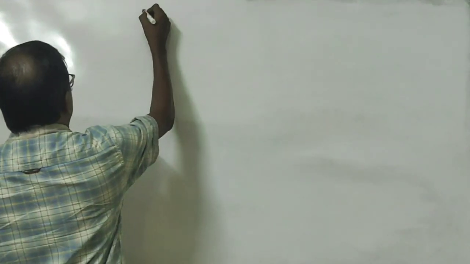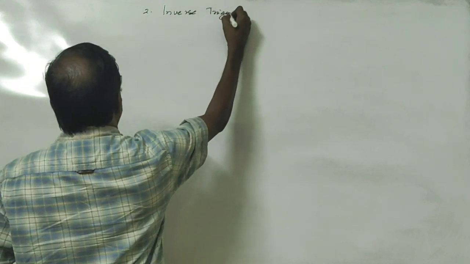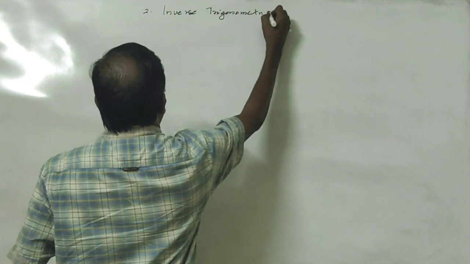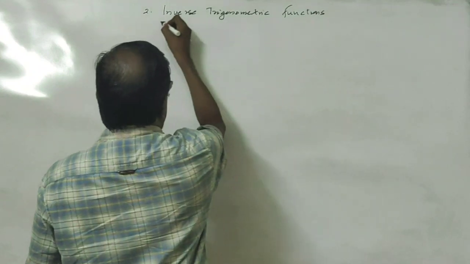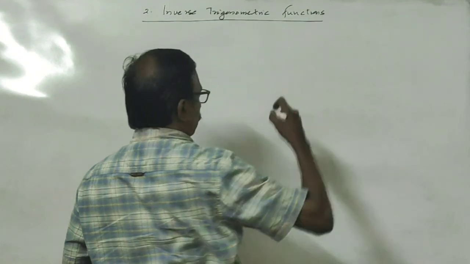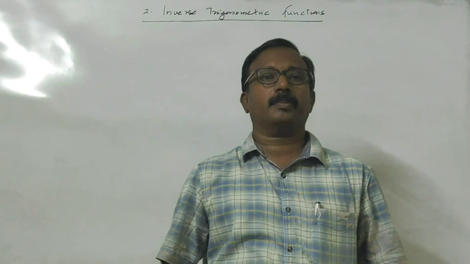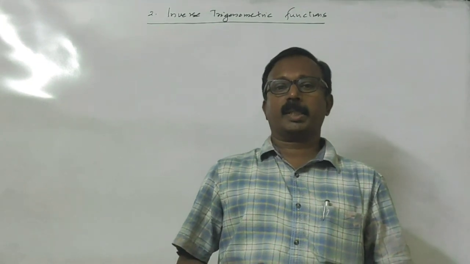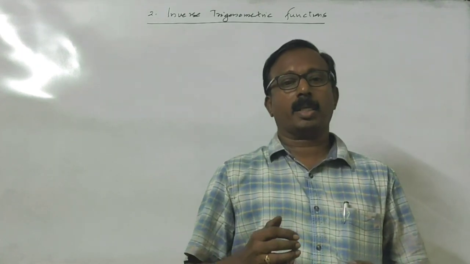Hi students, today we are starting the second chapter, the inverse trigonometric functions. We know that there are six trigonometric functions. They are sin x, cos x, tan x, and their reciprocal functions cosec x, sec x, and cot x.